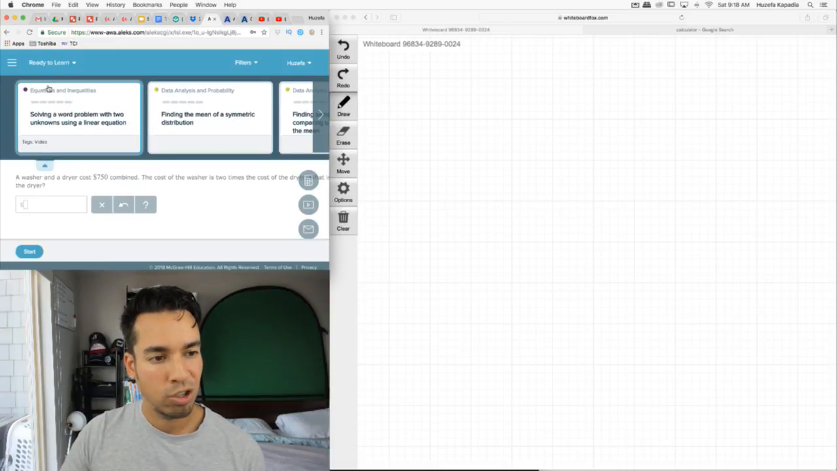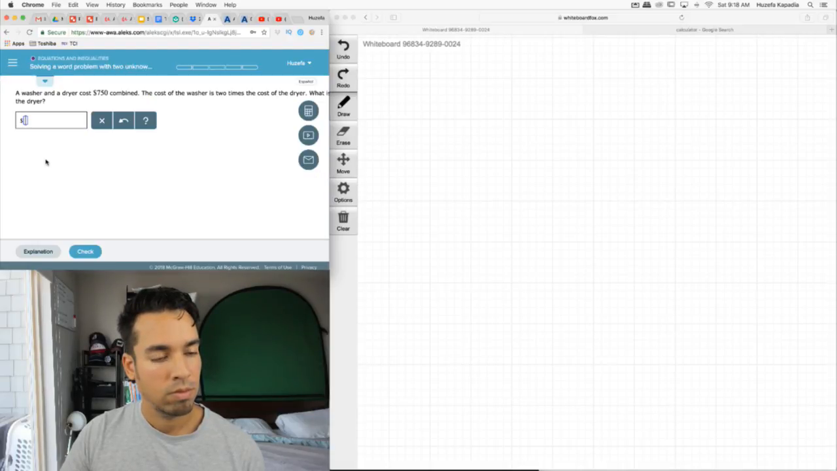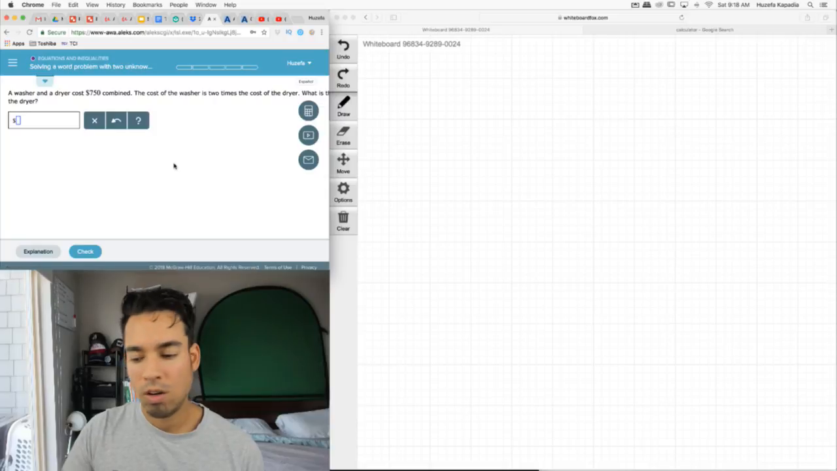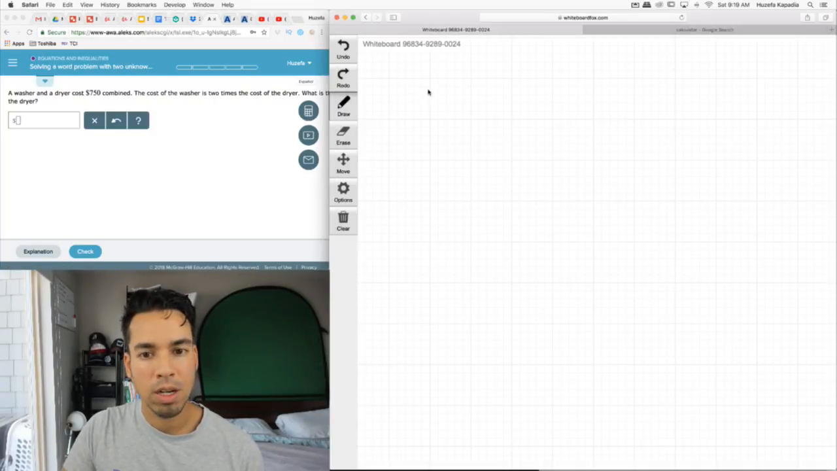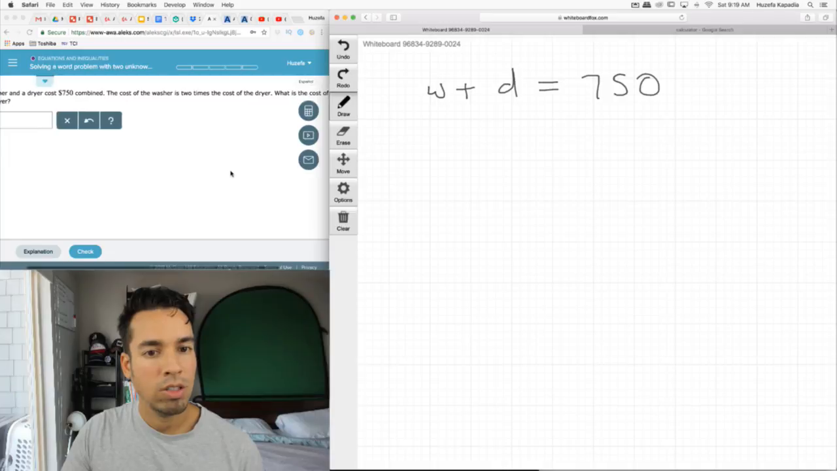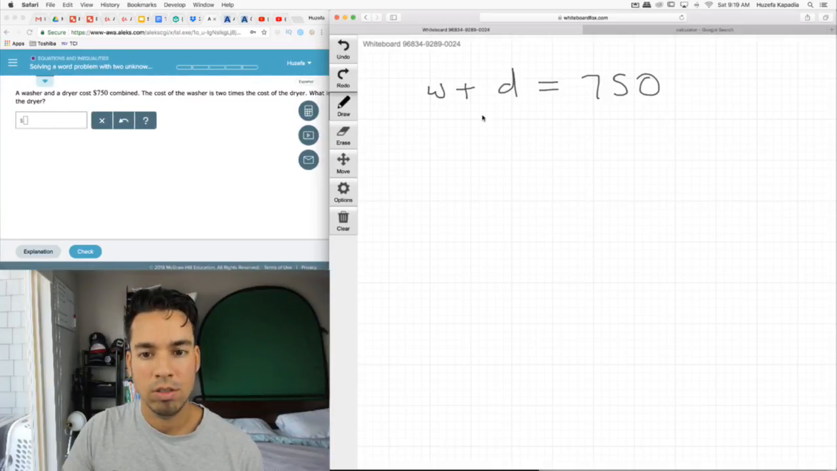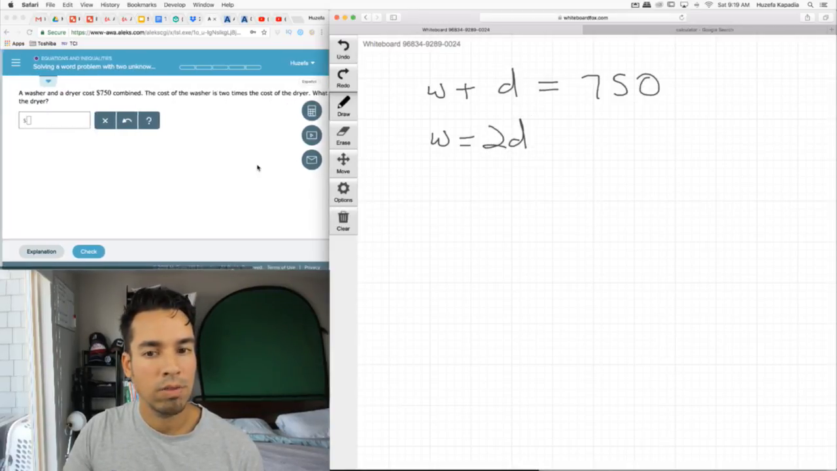Solving a word problem with 2 unknowns using a linear equation. A washer and a dryer cost $750 combined. I'm just going to start writing it out like this. A washer and a dryer cost $750 combined. So the washer plus the dryer equals that. The cost of the washer is, washer equals 2 times the cost of the dryer. What is the cost of the dryer?